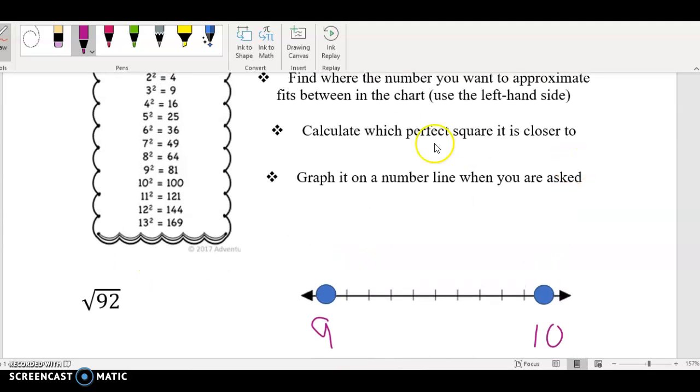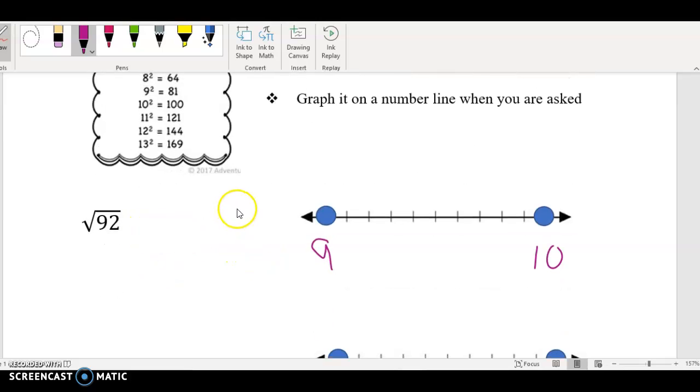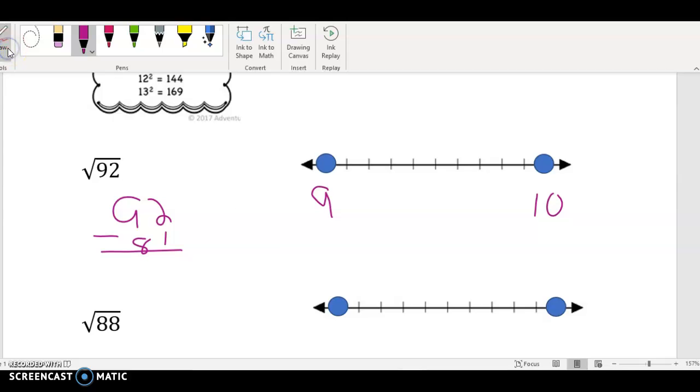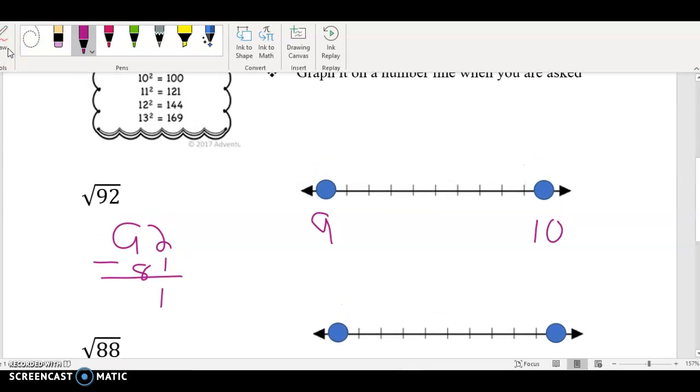Okay, now our second step says that we're going to calculate which perfect square is closer. All right, so 9 squared is 81. So we're going to do 92 minus 81, and we can see that that's going to give us 11. And then we're also going to do the difference between 10 squared and 92. So that's 100, 10 squared is 100, minus 92, which is 8.